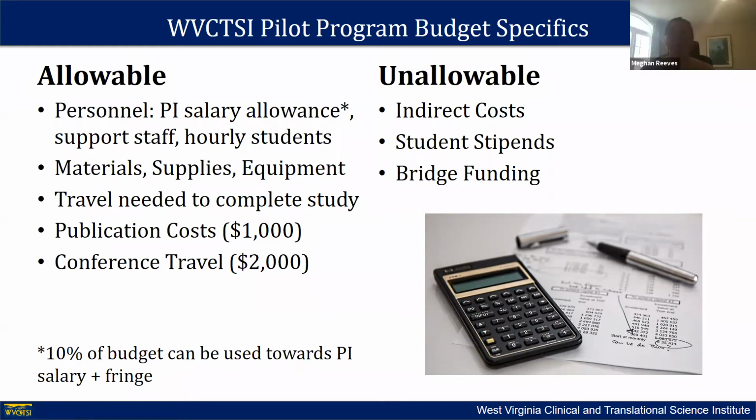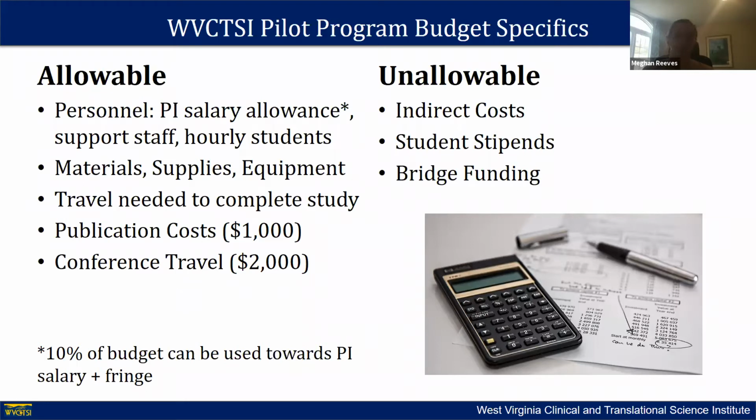Sorry, there we go. Thank you, Susan, for going over all of that. Everything that Susan described would be the same for our internal pilot mechanism. The only differences would be that indirect costs, those facility and administrative costs, aren't allowable on a pilot grant because it is internal dollars. We also have a couple additional restrictions. Student stipends can't be charged to our CTSI pilot grant. And we really don't want our pilot grants to be used for bridge funding.